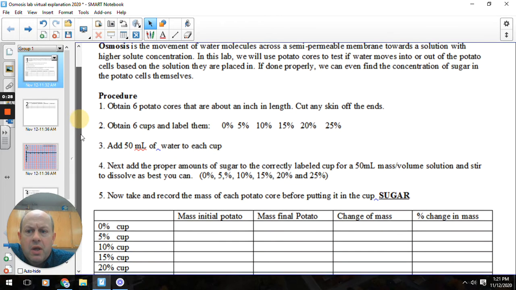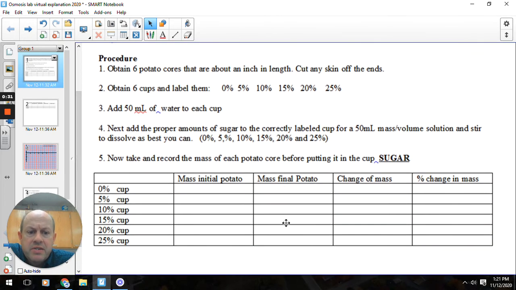So I've given you the final masses, and then to get the change in mass, you will take the mass final minus the mass initial, and that will give you the change in mass. And that needs to be left negative if it's negative. So we would expect some of the potato change in masses to be positive, so they gained mass, and then some of them to be negative, that they lost mass. So change in mass would be final minus initial.